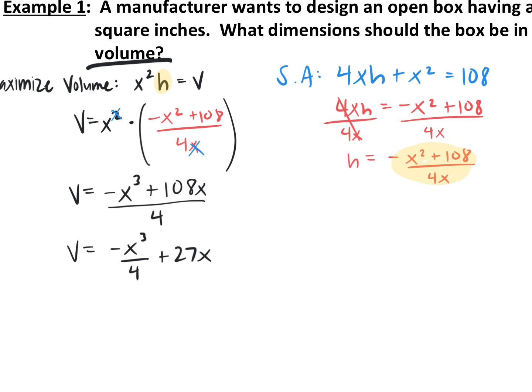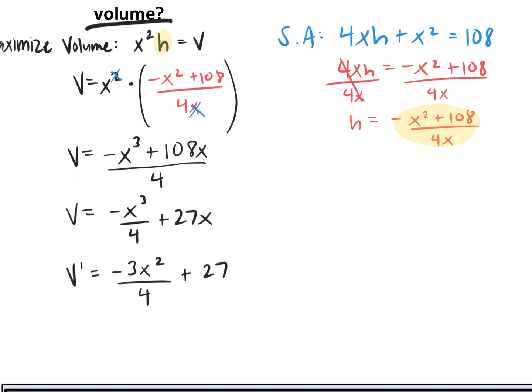Okay, we've talked about minimums and maximums already. We're looking at when the derivative is equal to 0 or undefined. So from here, I need to take the first derivative of our volume formula, and we're going to set that equal to 0. If I take the derivative of this, I get negative 3x squared over 4 plus 27. Yes? Okay, and then from here, I'm going to set this equal to 0. And now we're just going to solve it.